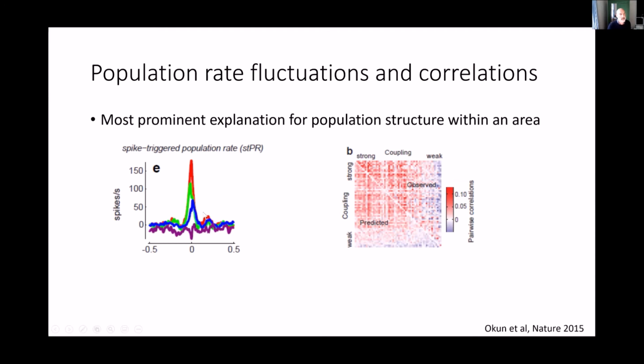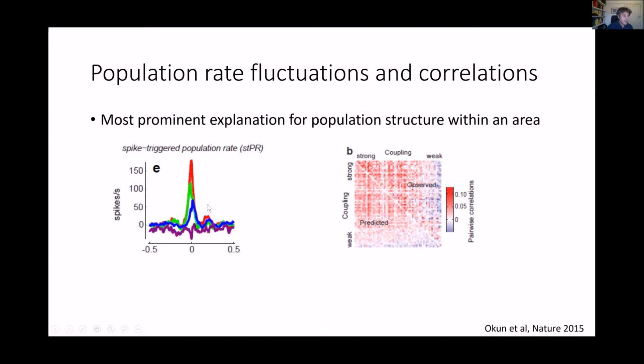So what this is showing is the firing rate in spikes per second, the spike triggered population rate. We take 4 individual cells for these 4 different colors, and we make a triggered average of the population rate triggered on the times of their spikes. And you can see most of them have a peak, but one of them actually has a little dip.